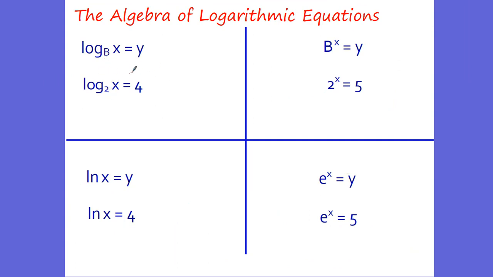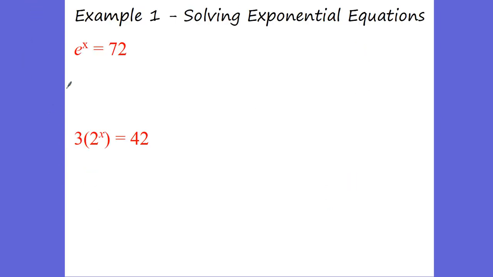We do b to the both sides. If we have b to the, we do log base b. If we have natural log, we do e. If we do e, we do natural log, and that is the algebra behind each of these functions. Now, let's go through a few examples.